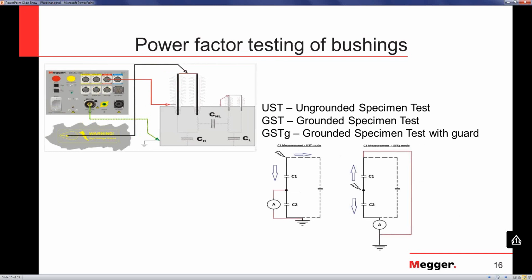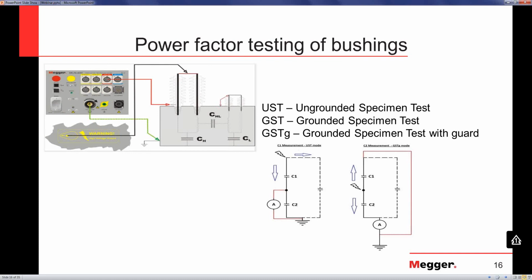For bushings, this is what the circuit would look like. So you would connect the high voltage lead on the stem of the bushing, and you would connect the measurement channel on the test tap of the bushing. In a bushing, you have 2 capacitances. One is C1, which is the capacitance from the conductor to the test tap of the bushing, and C2 is the insulation from the test tap to the ground.